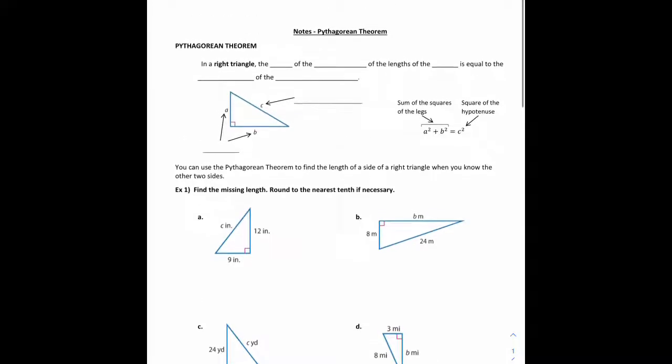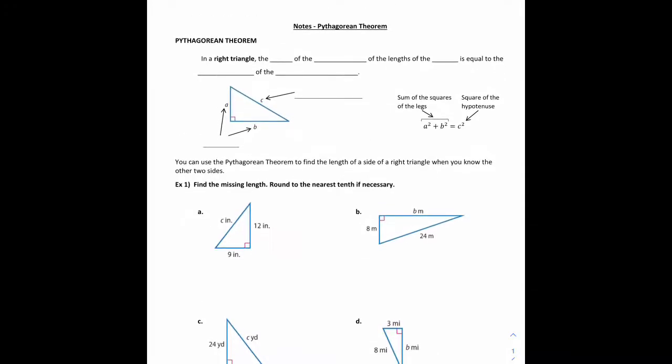The Pythagorean theorem is only used for right triangles. Okay, so a right triangle has a 90-degree angle. So this theorem will hold true for any right triangle, which means there should be one 90-degree angle in the triangle. Okay, so we're going to fill out these notes together.